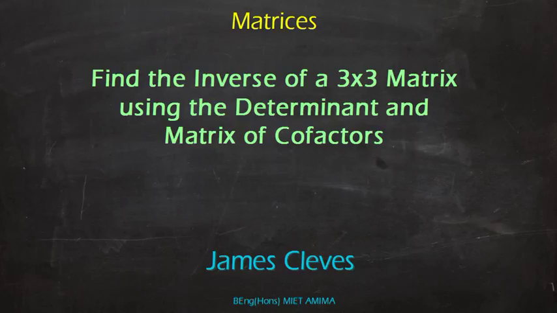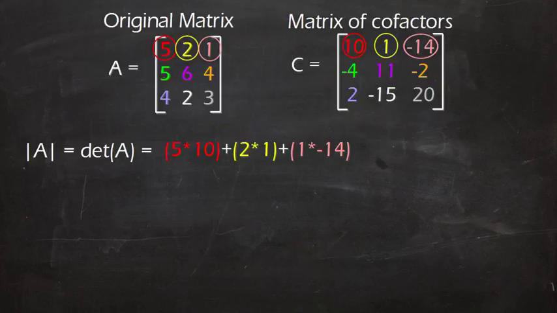Alright, in this video we're going to find the inverse of a 3 by 3 matrix using the determinant and matrix of cofactors. Now there are other ways to do it, but I don't think they're as good, and they're more complicated, so no one likes things being more complicated, especially me.